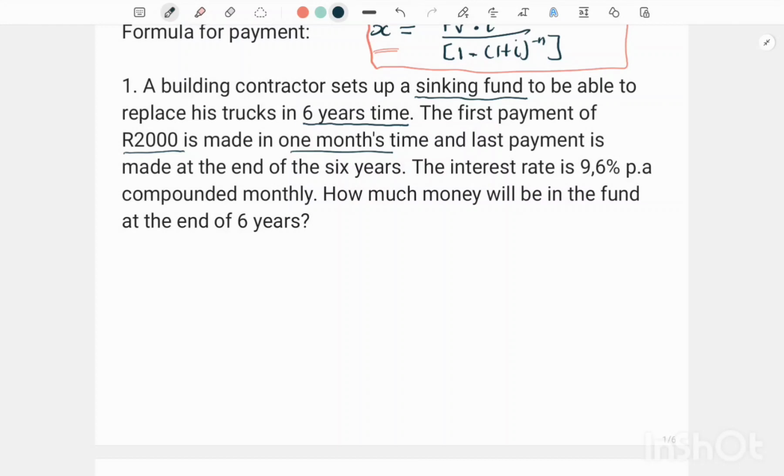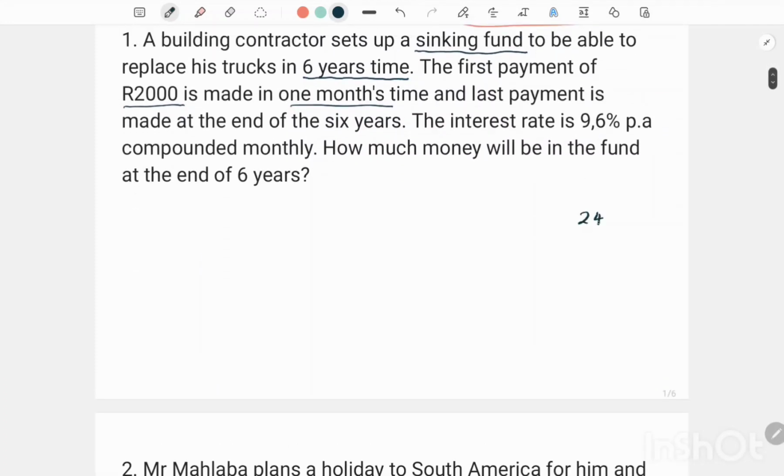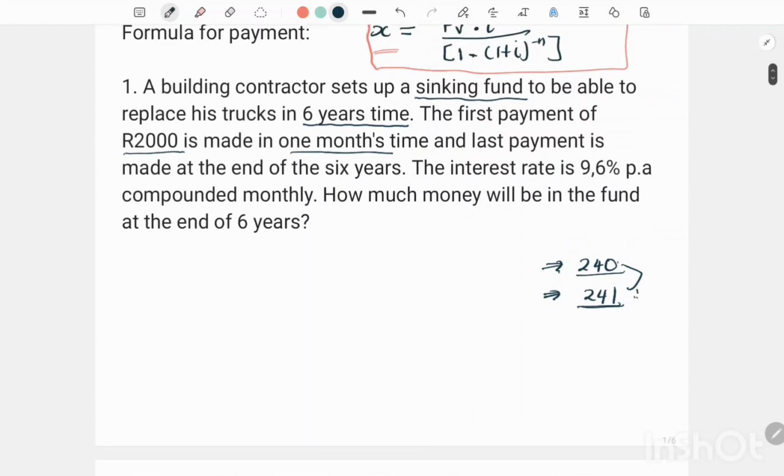But when they say the person pays immediately, it means, for example, if there were supposed to be 240 payments in 1 month's time, it remains 240 payments. But when they say immediately, you add another month, then it will be 241 payments. So be careful of this. Let's move on.